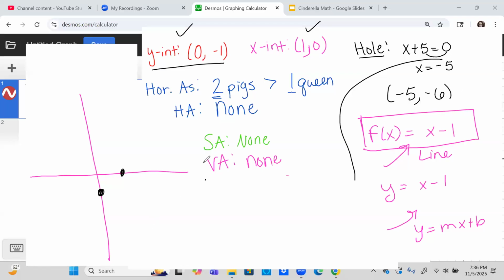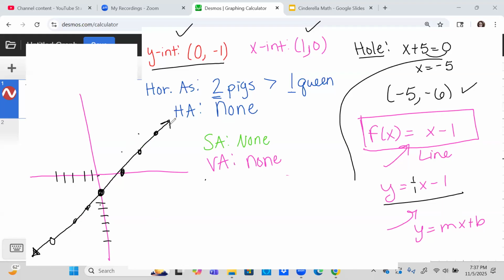Let's put the hole, so 1, 2, 3, 4, 5, 1, 2, 3, 4, 5, 6, hole. And then this is our line. What's the slope? 1 over 1. So from that intercept, which is -1, up 1 over 1, up 1 over 1, up 1 over 1, or down 1 over 1, down 1 over 1. There it is.